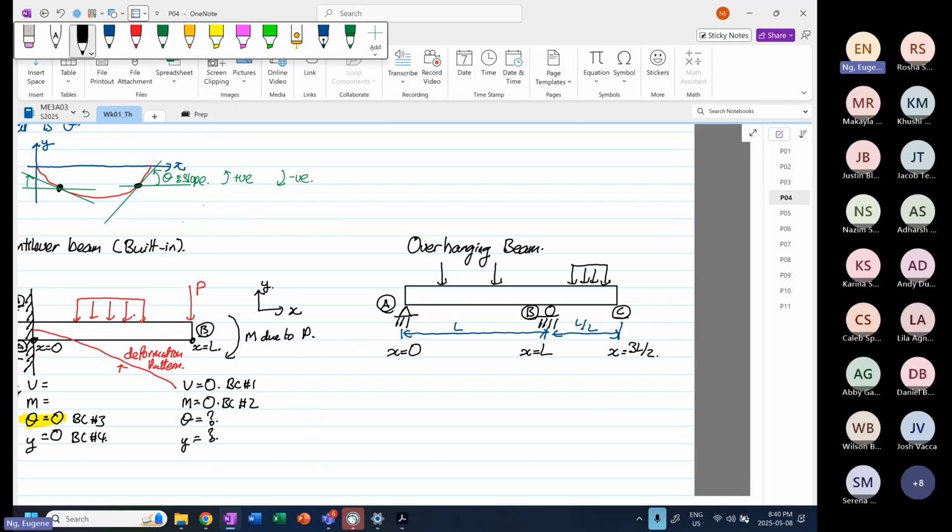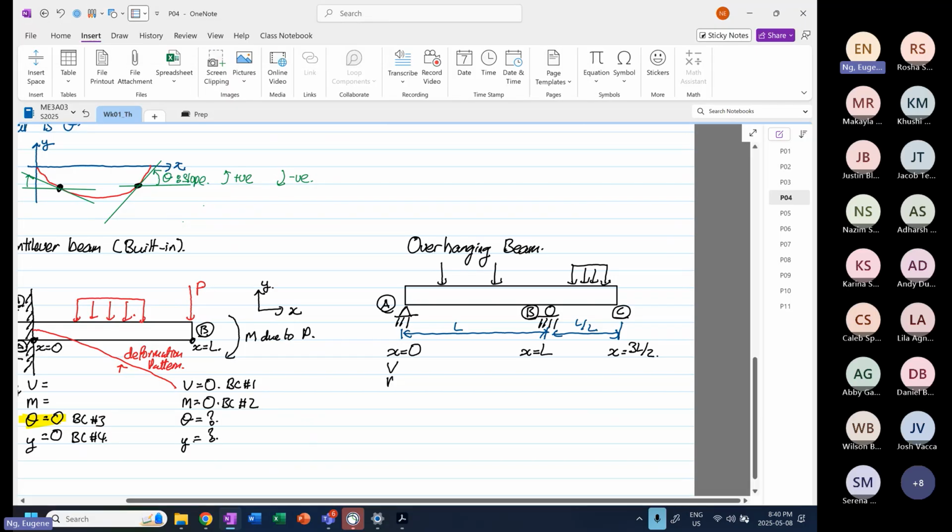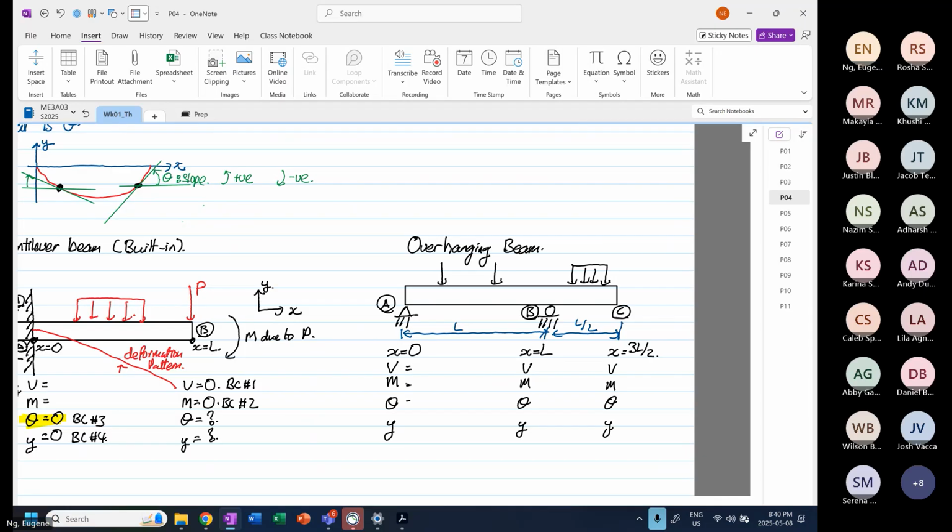The next thing we're going to do is V, M, theta, Y at each point A, B and C. At x equal to 0, we know that A has a reaction, but we don't know what Ay is. At point B, we don't know. At point C, we also don't know.